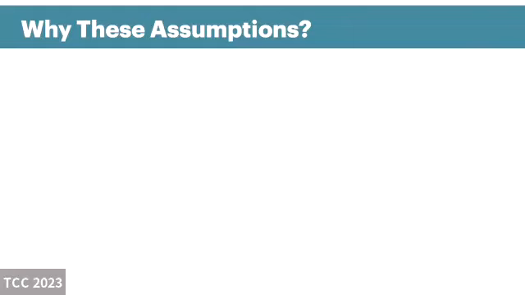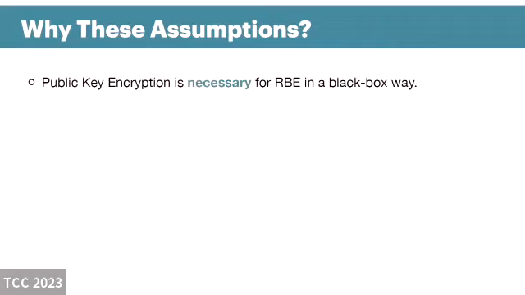So one thing that you might ask yourself is, why did we choose these assumptions? Why trapdoor permutations in Shoup's generic group model? The reason is that we know public encryption is necessary for building RBE in a black box way. But the question is, is it also sufficient?